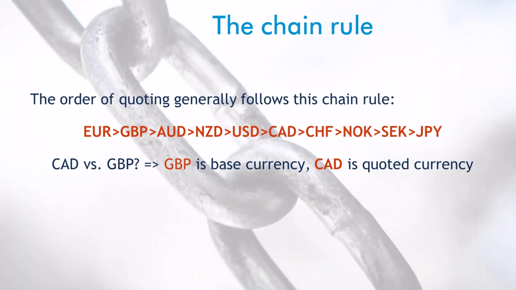To figure out whether a currency is a base or quoted currency, we can apply the chain rule. This outlines the order that is generally followed when quoting currencies. Euros come first, sterling, Aussie dollars, New Zealand dollars, US dollars, Canadian dollars, Swiss francs, Norwegian kroner, Swedish kroner, and then Japanese yen. So if you were dealing Canadian dollar versus sterling, then sterling is the base currency and Canadian dollar is the quoted currency.